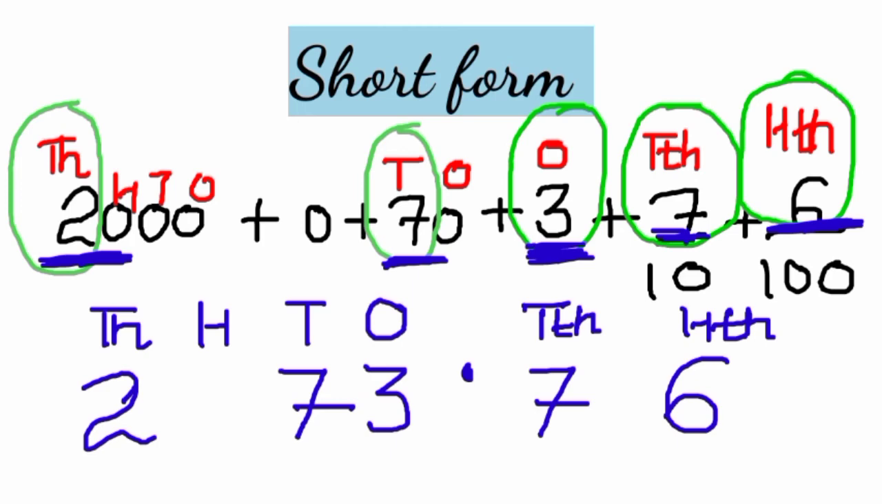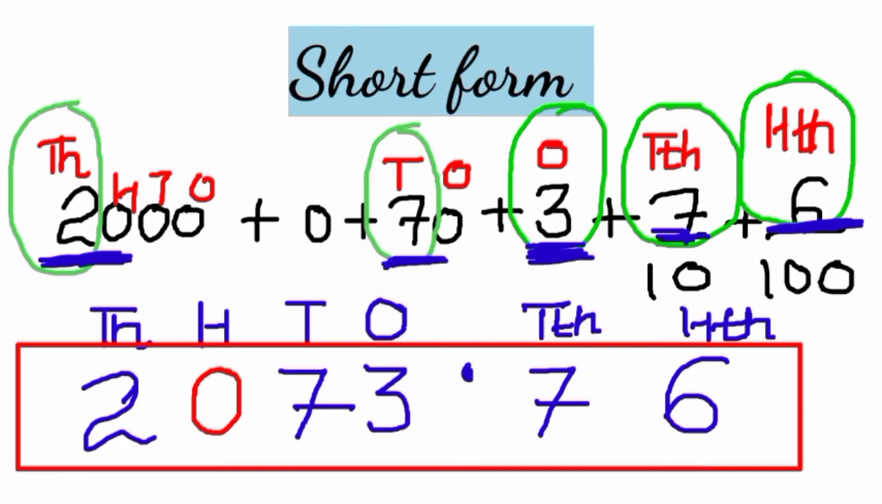The remaining places are not given or they have given 0, so put 0 on those places. Now your answer is 2073.76, or you can say 2073 and 76 hundredths.